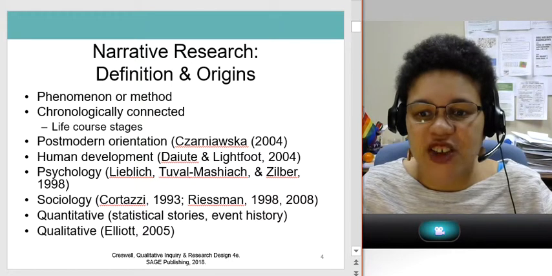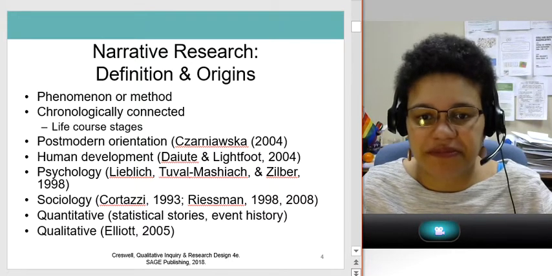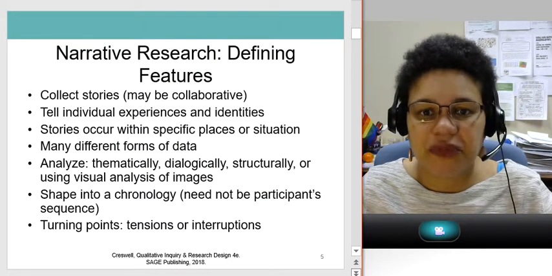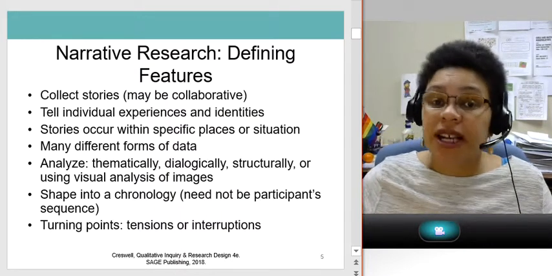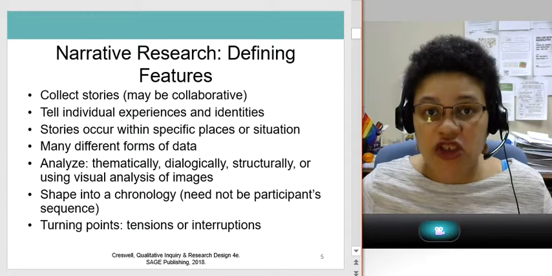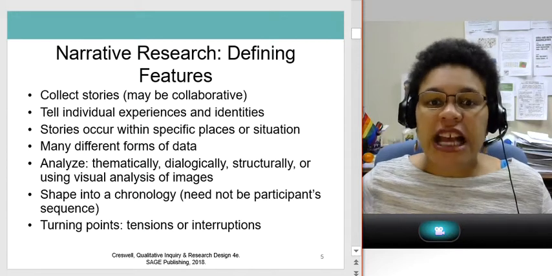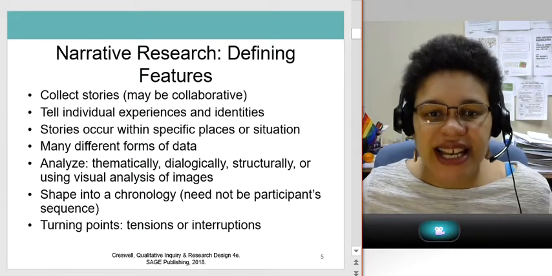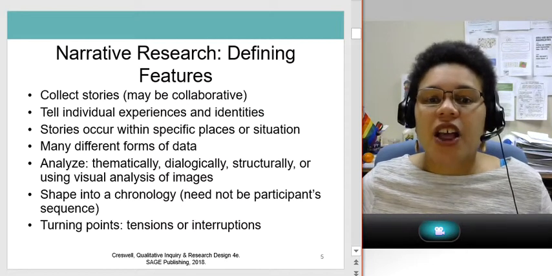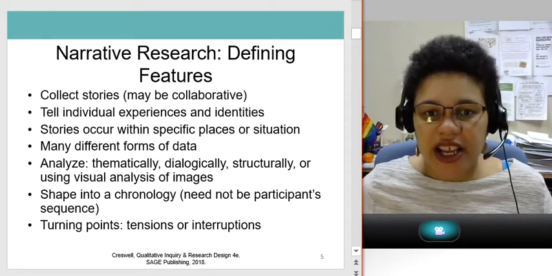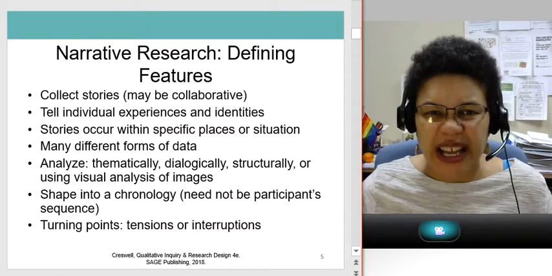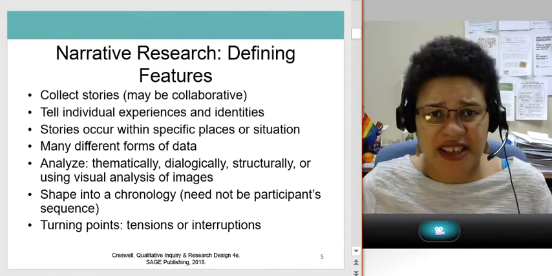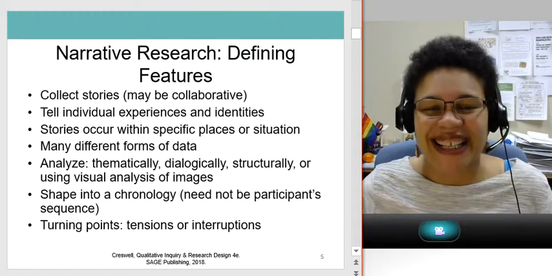Okay. So, narrative research. Some of the defining features is that you're collecting stories, and it could be collaborative stories, but usually you're talking to an individual person. You're telling individual experiences and identities. The stories are contextualized. They occur within specific places or situations. These are real life. You're not doing something to people and then asking them to tell you about it.